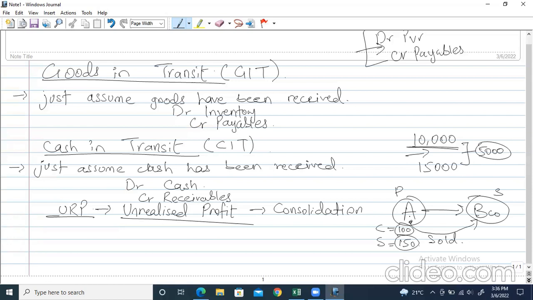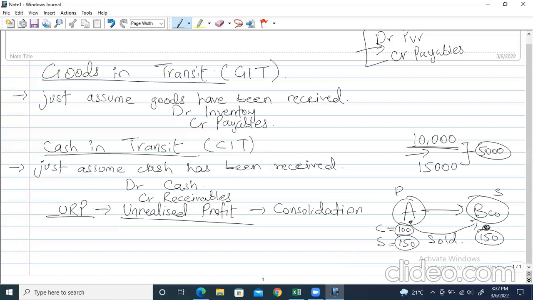Now let's say A company is selling something to B company. This is happening within the group, and the cost to A company was 100 and it's sold for 150. So you can see there is a $50 profit over here, right? Now let's say B company received these goods, and the cost to B company is 150 because they purchased it from A company for 150. Now what will happen is that these both companies have actually not earned profit. It is just on paper because money is just going from one hand to the other hand. So this is the concept of unrealized profit.